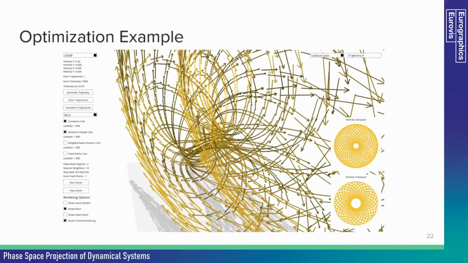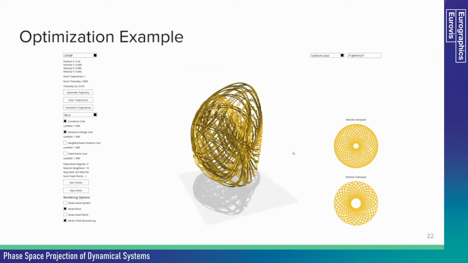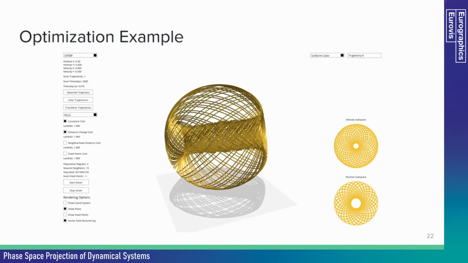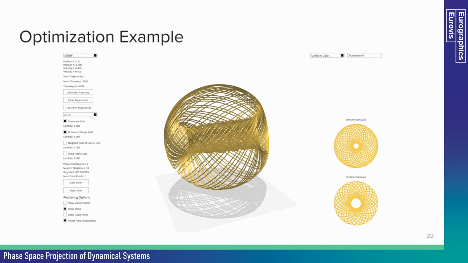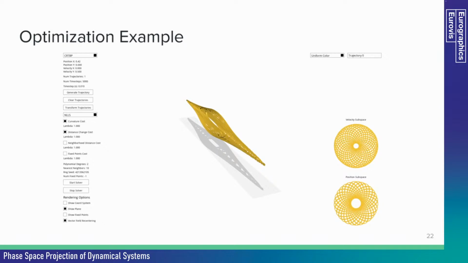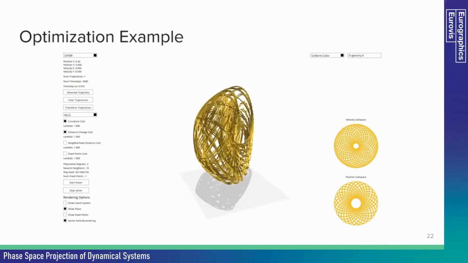In the following video, we show how the optimization proceeds in real time for a single trajectory that consists of 5,000 points. Since the optimization is iterative, its intermediate steps can be visualized and can be interrupted at any time.